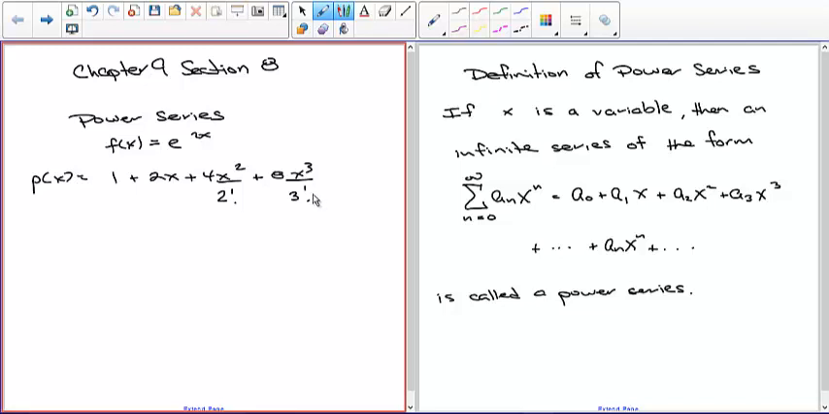Was a factorial in there? Yeah, I can't even remember. Yeah, that was a factorial. So in this case, if I continue this on forever, that would be an example of a power series. a sub 0 would be equal to 1, a sub 1 would be equal to 2, a sub 2 would be equal to 4 over 2 factorial, and a sub 3 would be equal to 8 over 3 factorial.